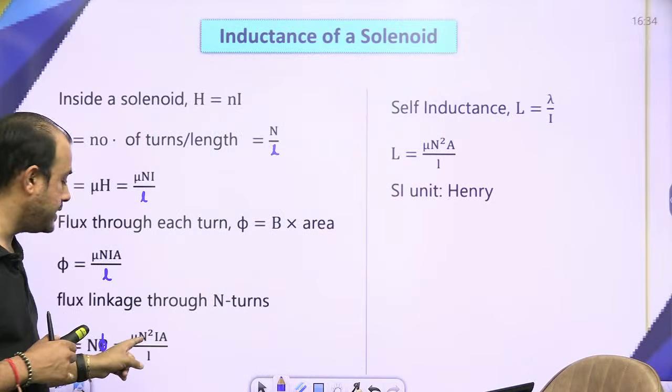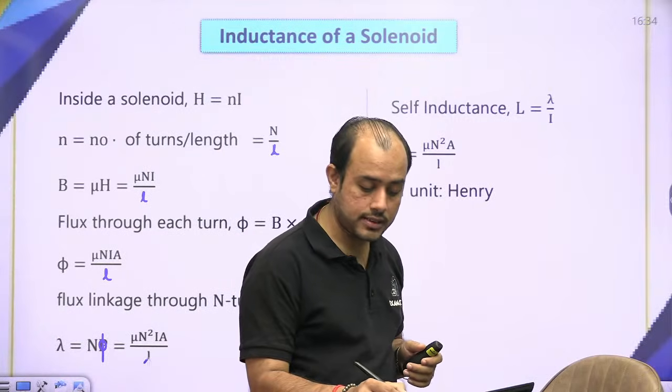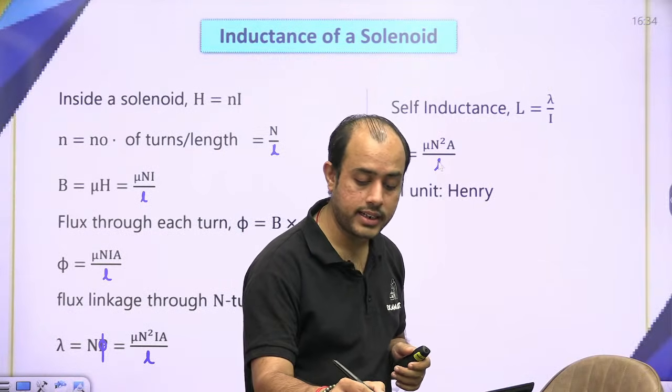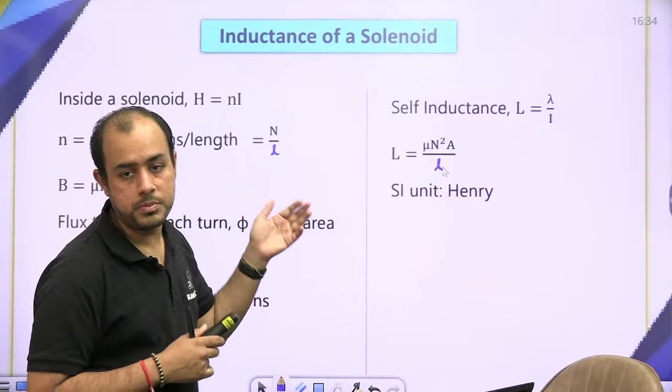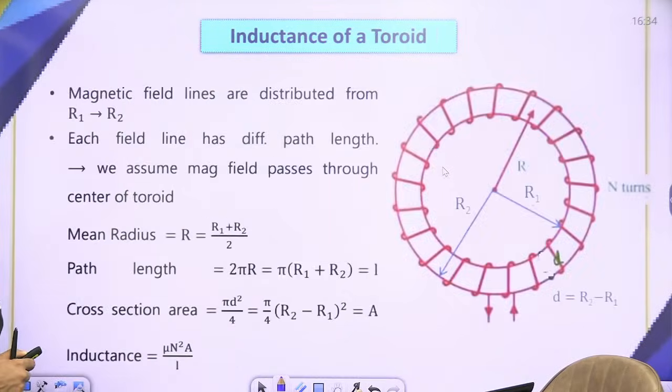So μN²IA by L. Now if you divide flux linkage by current, you get the inductance. This formula many of you might already know: μN²A by L.